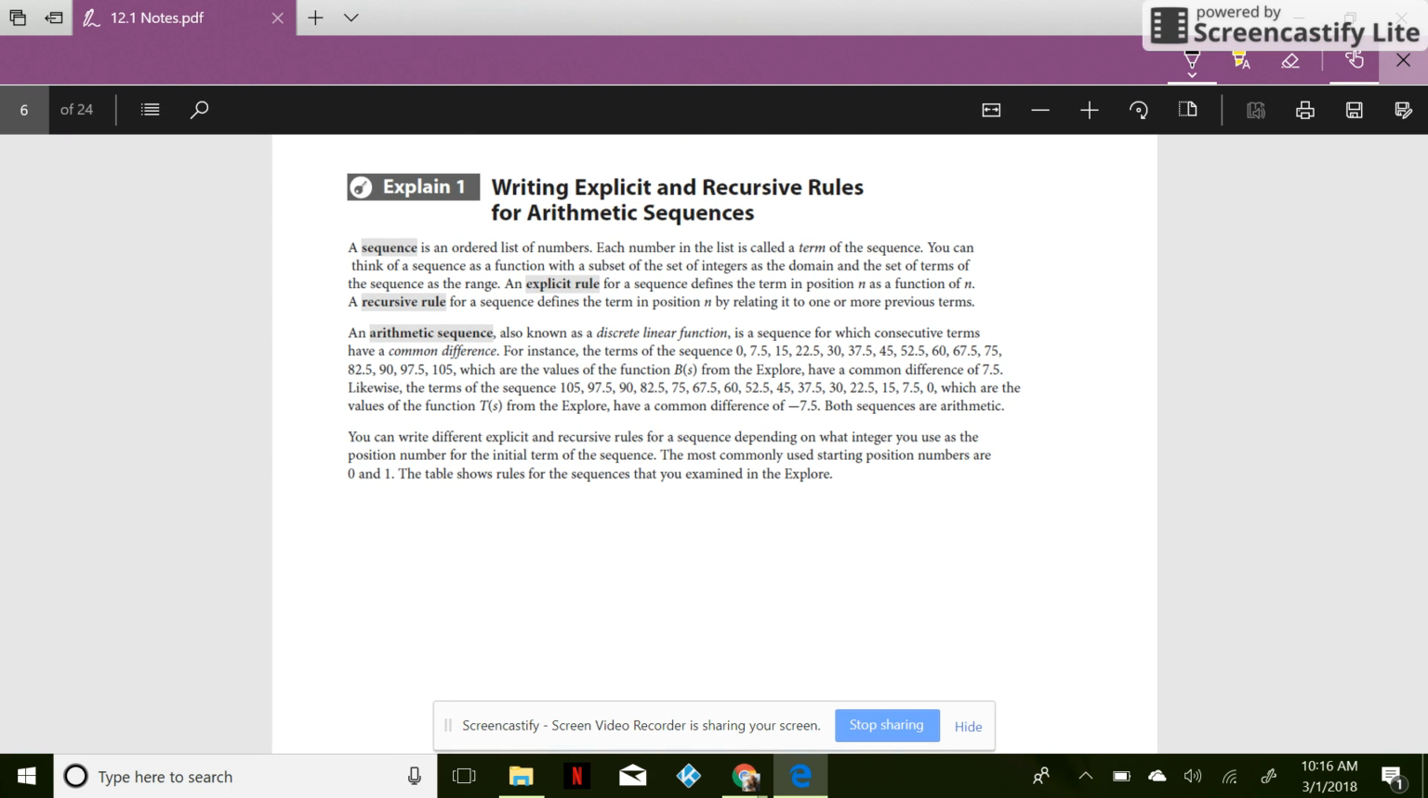So a sequence is an ordered list of numbers. Each number in the list is called a term of the sequence. You can think of a sequence as a function with a subset of the integers as a domain and the set of terms of the sequence as the range.